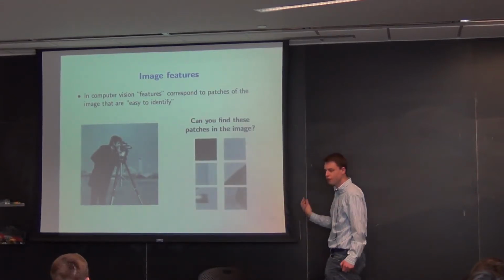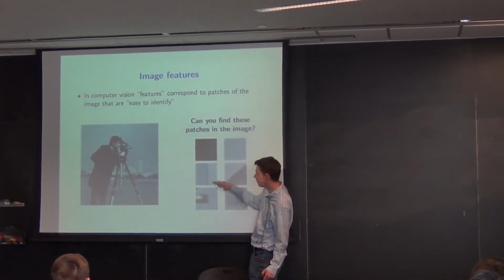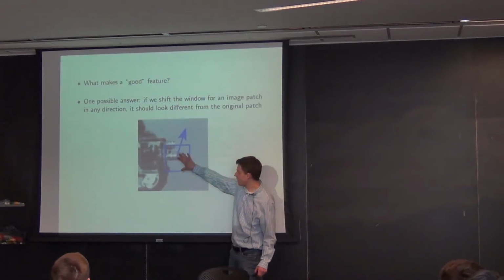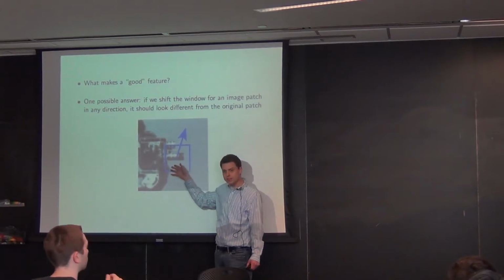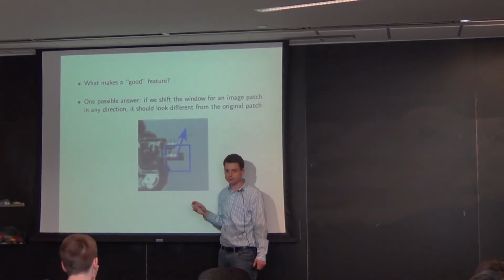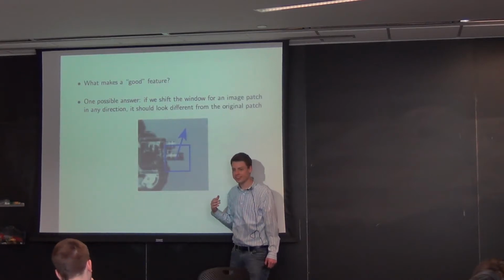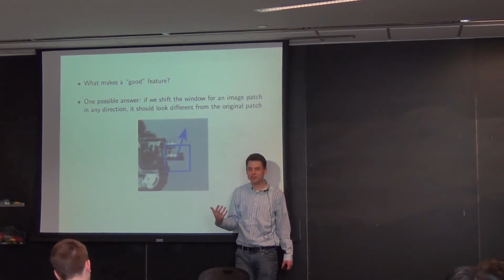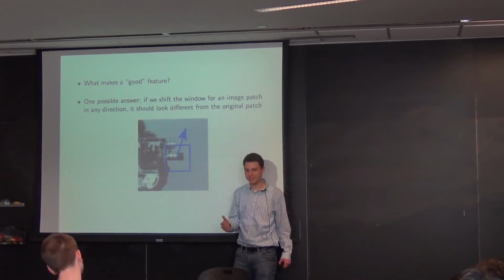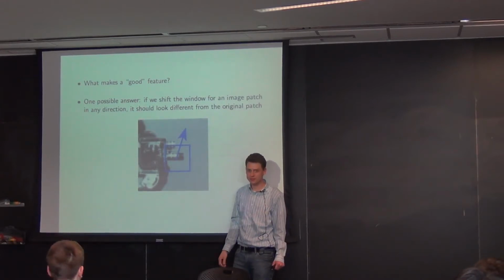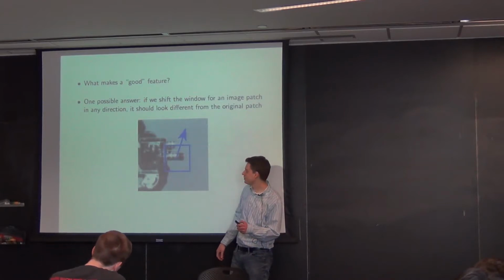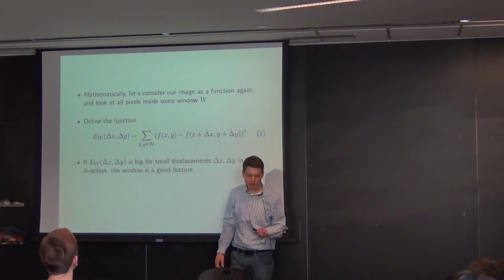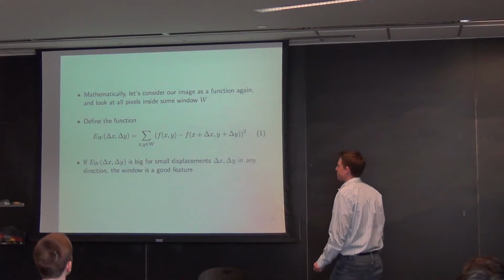So some notion of a feature, at least how I laid it out here, is that if you shift it in any direction, regardless of what way you shift it, the image in this little patch changes. That's what we mean, or at least that's one interpretation of what it is to be a good feature for describing points in an image. Okay, so let's get a little bit more mathy now.